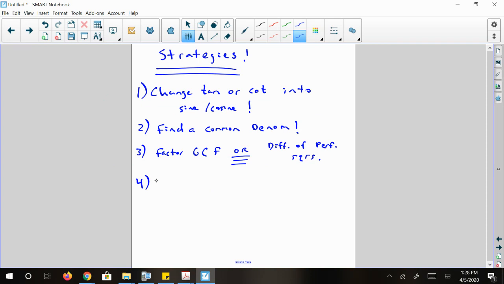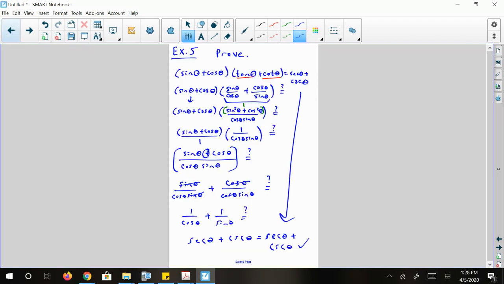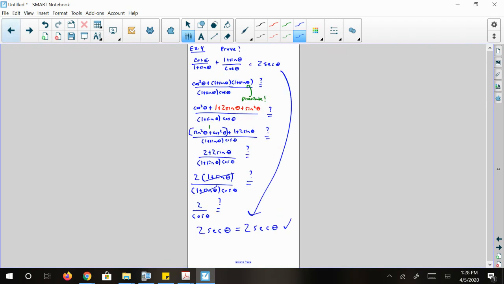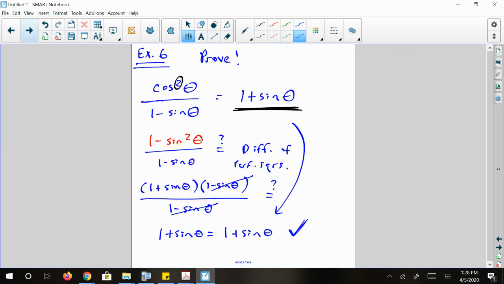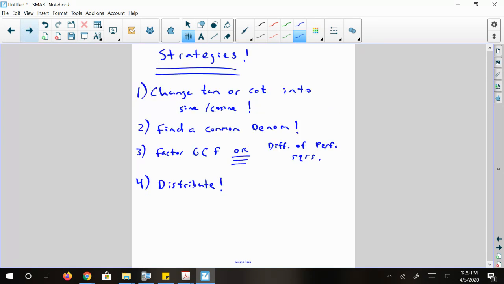Another thing that we've seen: distribute. If it is useful for you, as it was in, I believe, number 4, when we were working with 1 plus sine times 1 plus sine, we distributed this out, and if we hadn't done that, it wouldn't have allowed us to do the rest of the problem. So if it is helpful for you, and again, this takes analysis, go ahead and distribute.